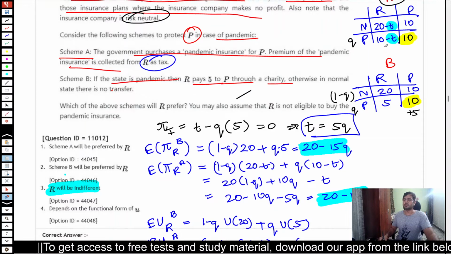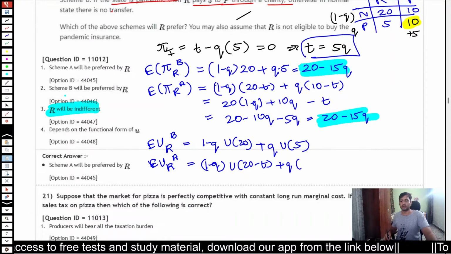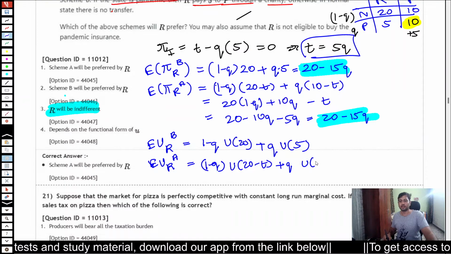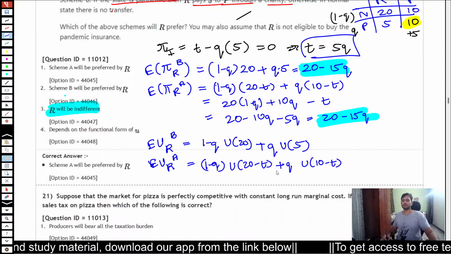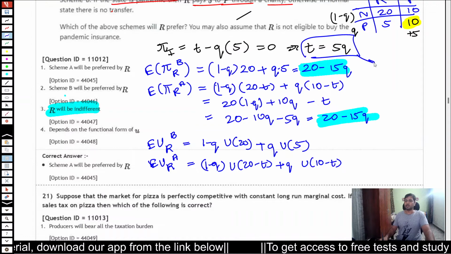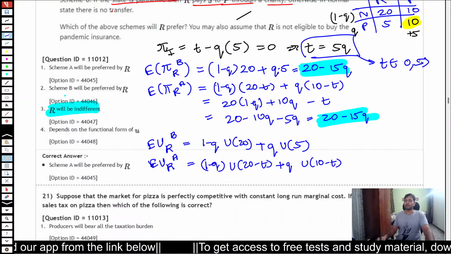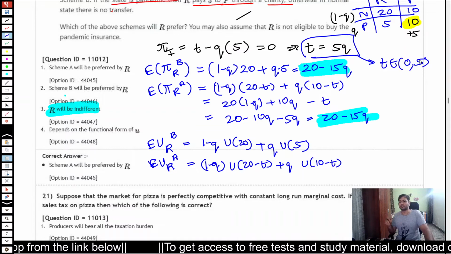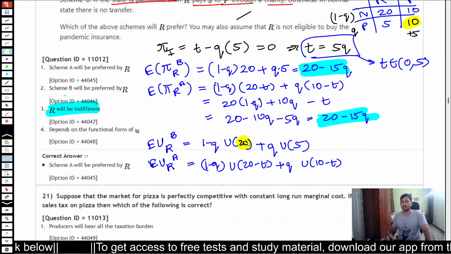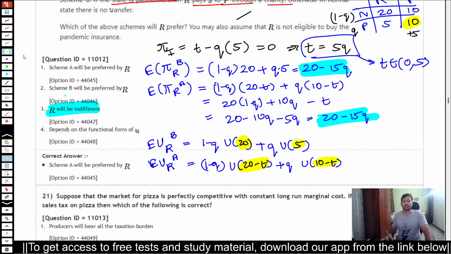You can look at these tables which I have given here. So Q times utility of 10 minus T. Obviously the tax value is 5Q, so the tax value belongs to the range 0 to 5, depending on what the probability Q is. So here, as you can see, 20 is greater than 20 minus T, whereas 10 minus T is greater than 5.